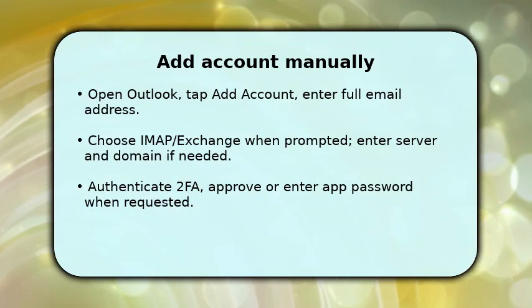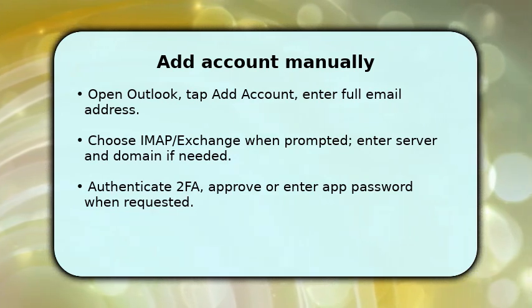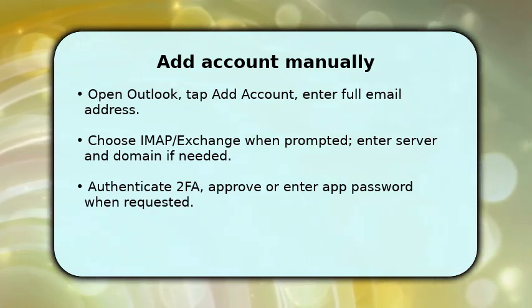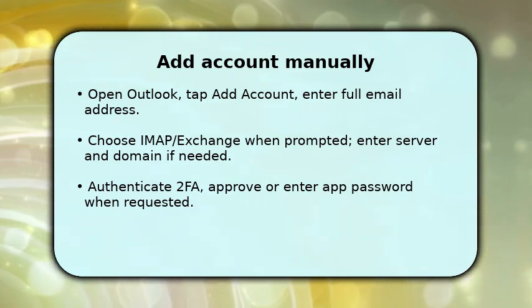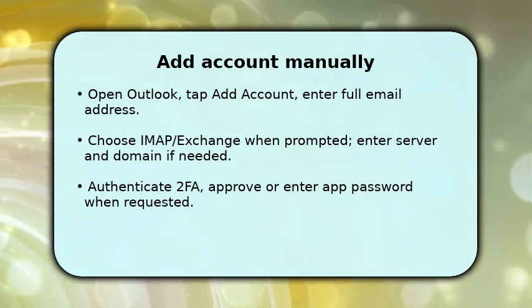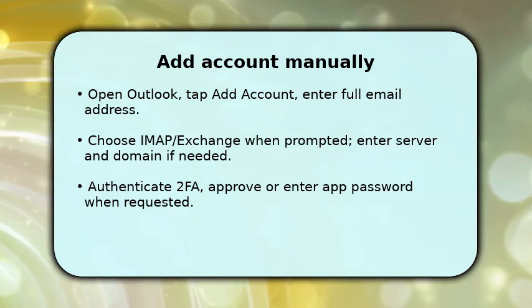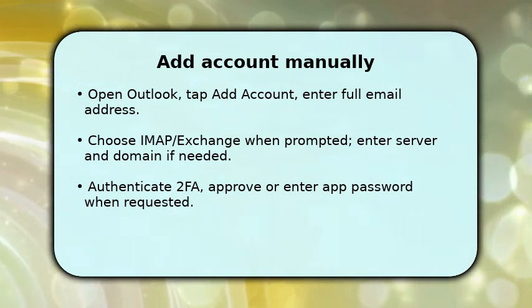You tap Add Account and enter your full email address. Outlook will attempt automatic configuration. If prompted, choose Exchange for work accounts or IMAP for personal mail, then supply server, domain, and username. Your IT or provider supplies these.